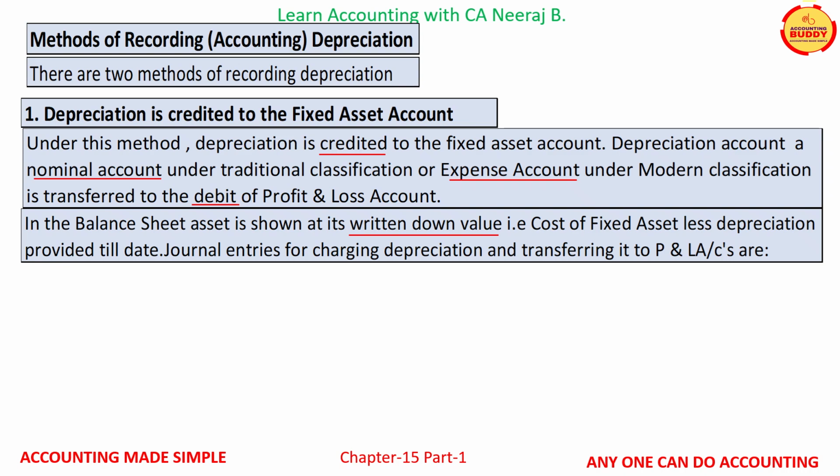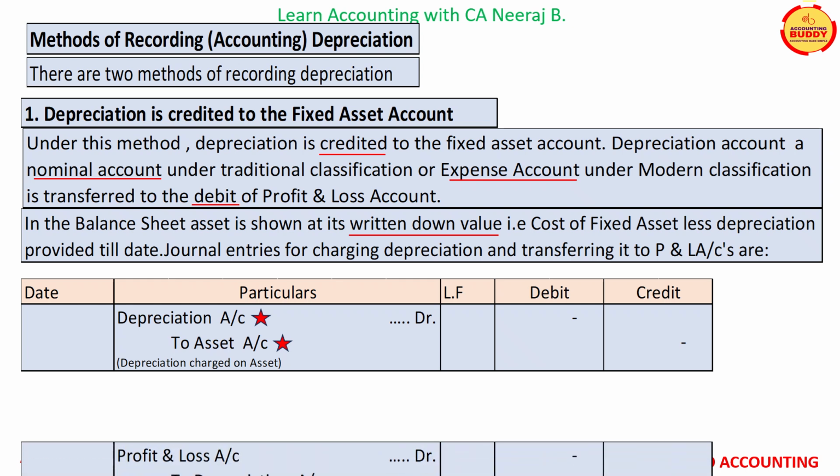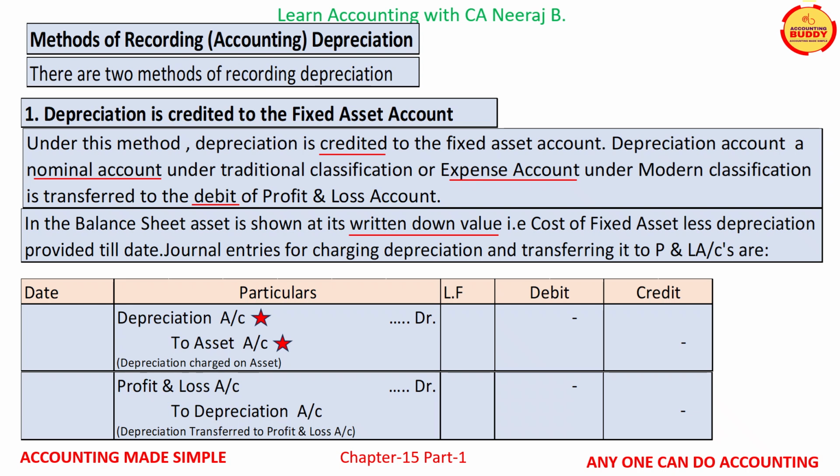depreciation provided till date. Journal entries for charging the depreciation and transferring it to the profit and loss account are: depreciation account is debited and the asset account is credited when the depreciation is charged on the asset and is credited to the asset account. When the depreciation is transferred to the profit and loss account, profit and loss account is debited and the depreciation account is credited.